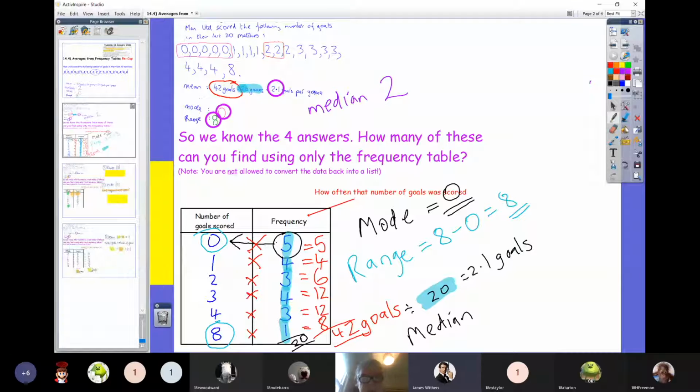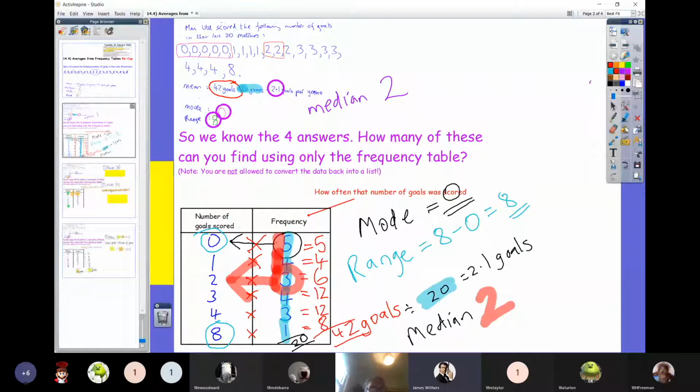So we need to go and add up and wait till we get to the 10th match, okay? So there's 5 games. We haven't got to the 10th match yet. There's another 4 games. So that's 9 games in total. We still haven't got to the 10th match. Our 10th match is in the next 3, okay? Whether it's the 10th or the 11th match, it is in the next 3. So our middle game is one of those games there. How many goals were scored in that match? 2 goals were scored in that match. So that's how we would work out the median.